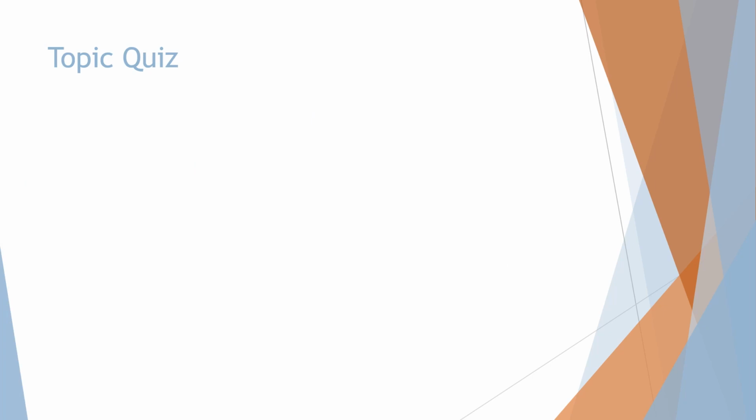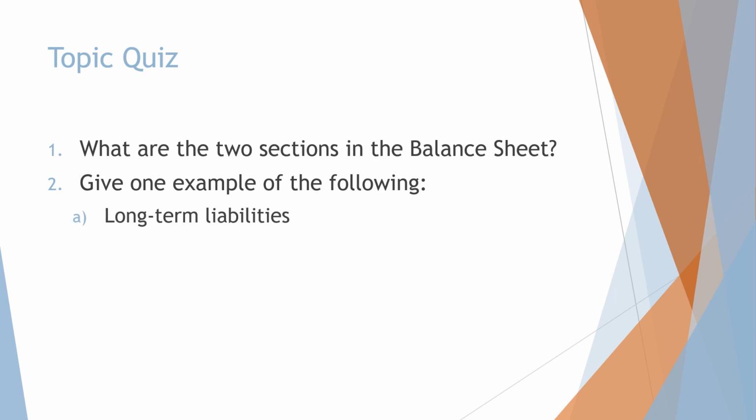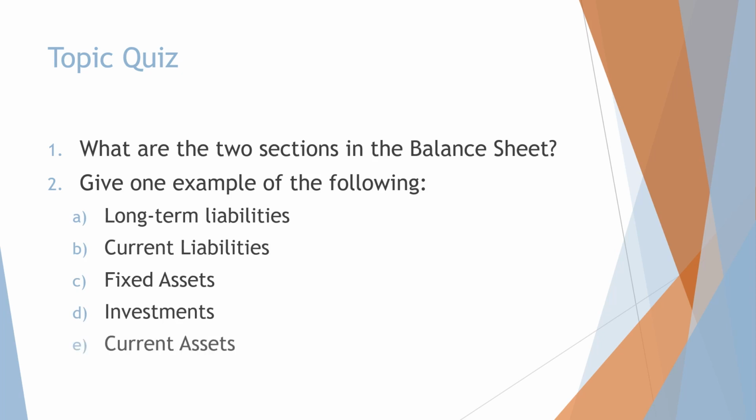Topic quiz. Take a minute or two to answer the following on a separate paper or page in your exercise book. Try not to cheat. Question 1. What are the two sections in the balance sheet? Question 2. Give one example of the following: long-term liabilities, current liabilities, fixed assets, investments, and current assets. Pause the video now.